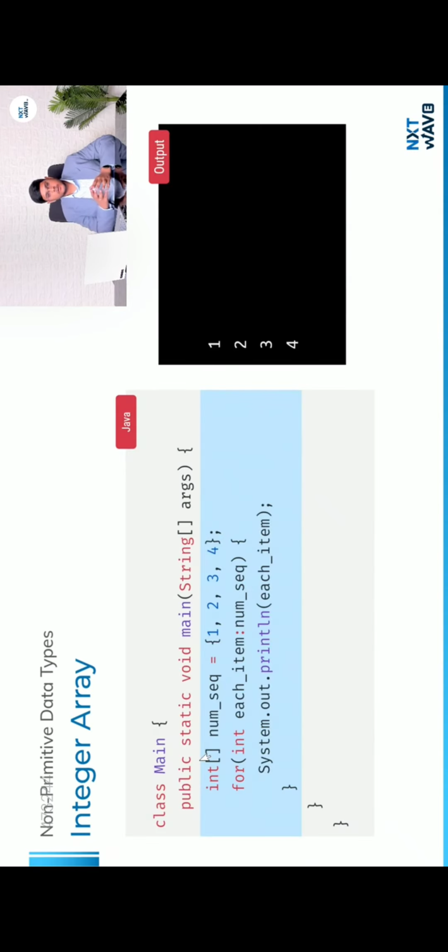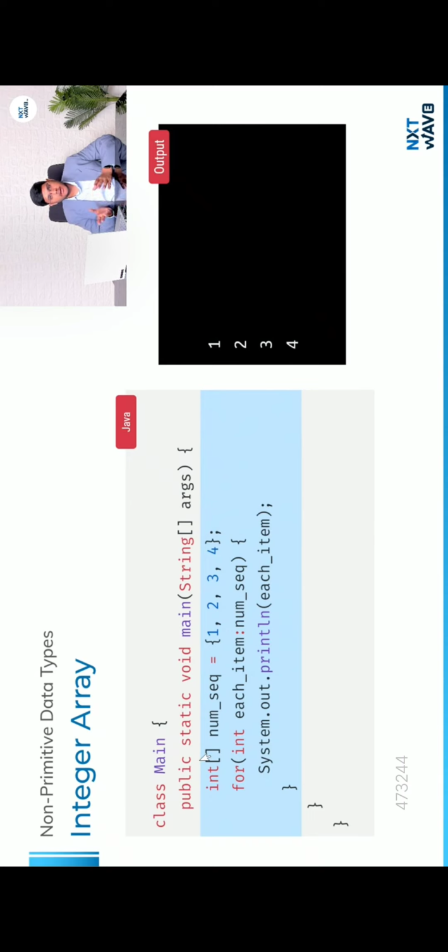Let's try to look at it through an example code. Here we have created an integer array with the name num underscore seq, and to create an array, we are using curly braces, and within that we have declared some integers 1 2 3 4. That means we are creating an integer array of size 4 with values 1 2 3 4. Followed by that, we have a for each loop again, where we are printing each of the elements in that particular array.